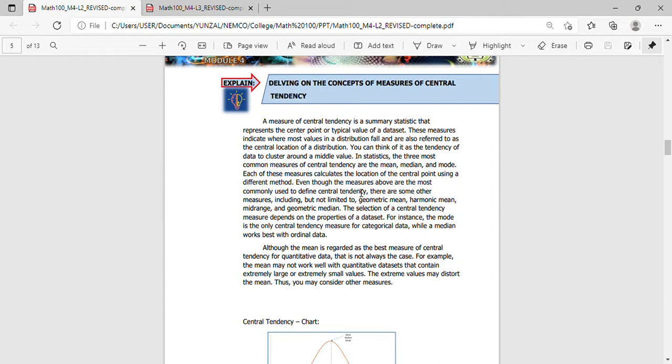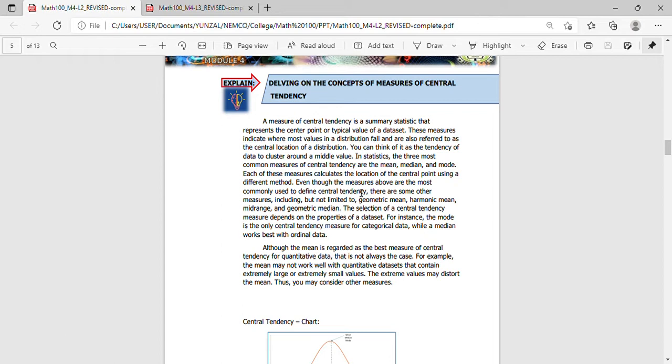Again, when we talk about measures of central tendency, we are talking about the center of the data, the average of the data that you gathered. You can think of it as the tendency of data to cluster around a middle value. In statistics, the 3 most common measures of central tendency are the mean, median, and mode. Each of these measures calculates the location of the central point.